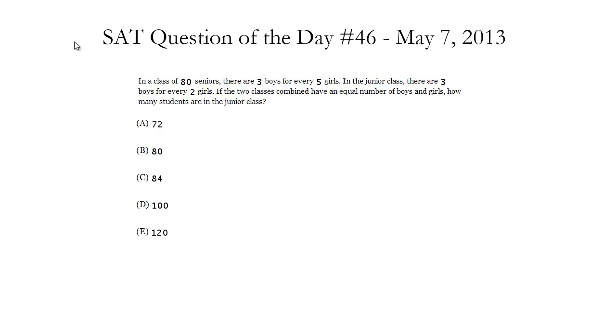We got a math problem today. In a class of 80 seniors, there are 3 boys for every 5 girls. In the junior class, there are 3 boys for every 2 girls. If the two classes combined have an equal number of boys and girls, how many students are in the junior class? Whoa, a lot of dense information in the problem.